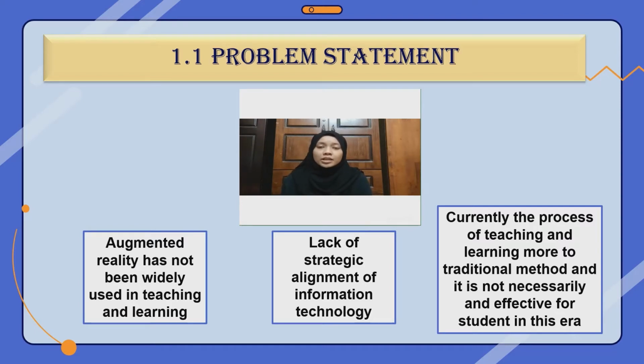Following Harlan, the key obstacles to supply chain information integration among SMEs are the lack of strategic alignment of information technology. In Malaysia, currently the process of teaching and learning relies more on traditional methods, and it is not necessarily effective for students in this era.